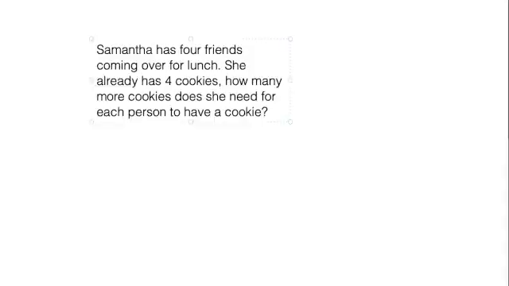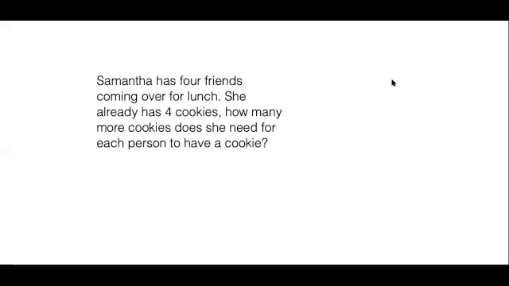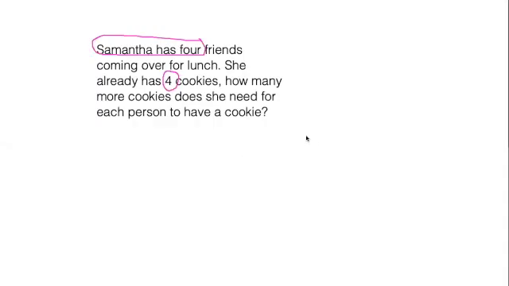So we're going to use the CUBE strategy to help us solve this problem. The first thing we're going to do is circle the key numbers. I want you to take a look at this problem. What are the key numbers in this word problem? It's not a great practice word problem, but Samantha and 4 friends are our number words that tell us it's really important to solving this problem.